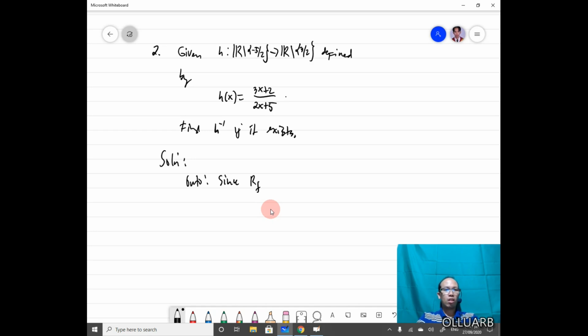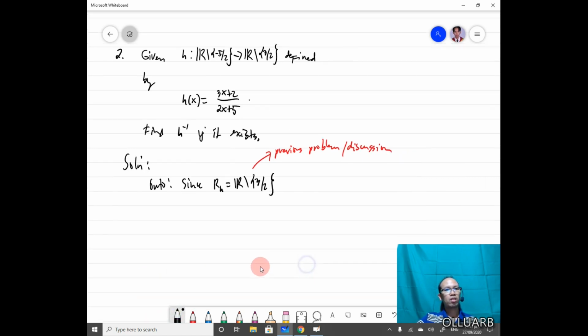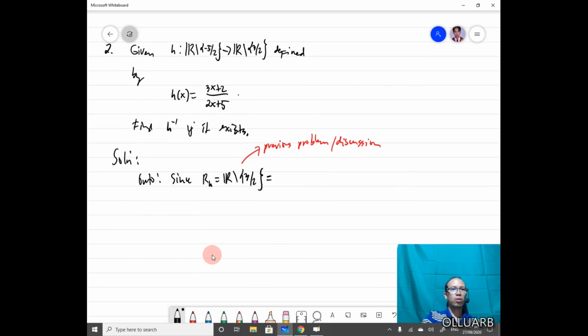In the previous definition, to show that it is onto, since the range of h, R sub h, is equal to R except 3 over 2 (you can find this in the previous problem or discussion), which is equal to the codomain, then h is onto.